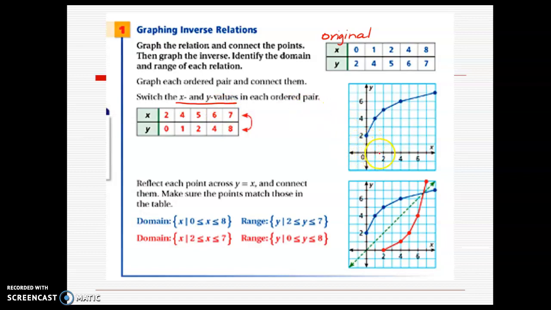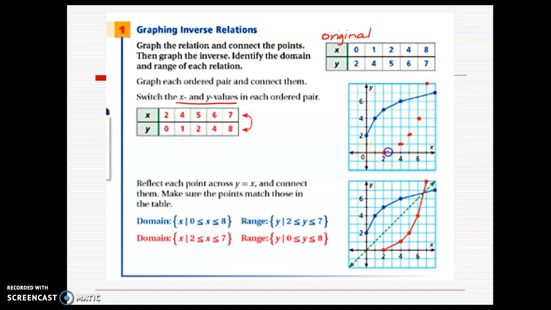So you're left with (2, 0), (4, 1), let's see, (5, 2), (6, 4), and then (8, 7)... (7, 8). There we go.